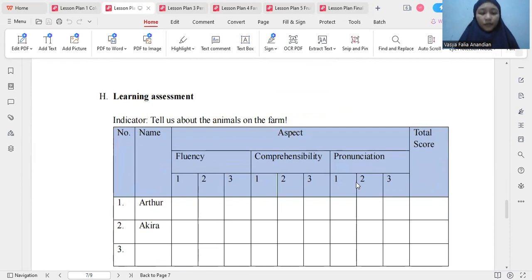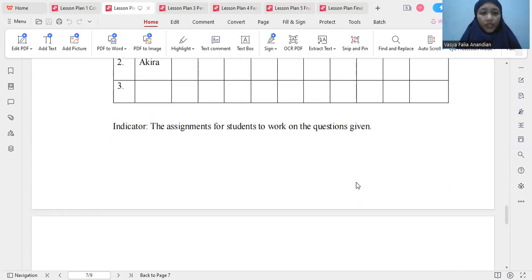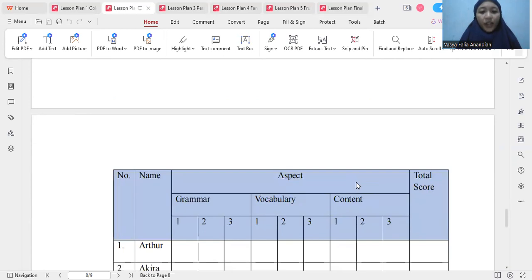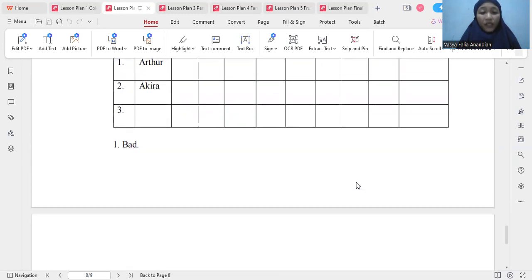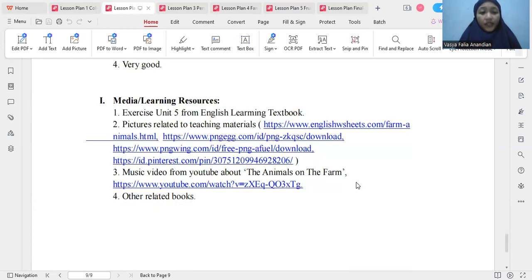So the learning assessment: speaking, fluency, comprehensibility, and pronunciation. The second is the assignment. So it's writing, the grammar, vocabulary, and content, and the overall knowledge and behavior of the students. Media learning resource: Associate Unit 5, Recent English Learning Textbook, pictures related to the teaching materials, music videos about the animals on the farm, other related books.